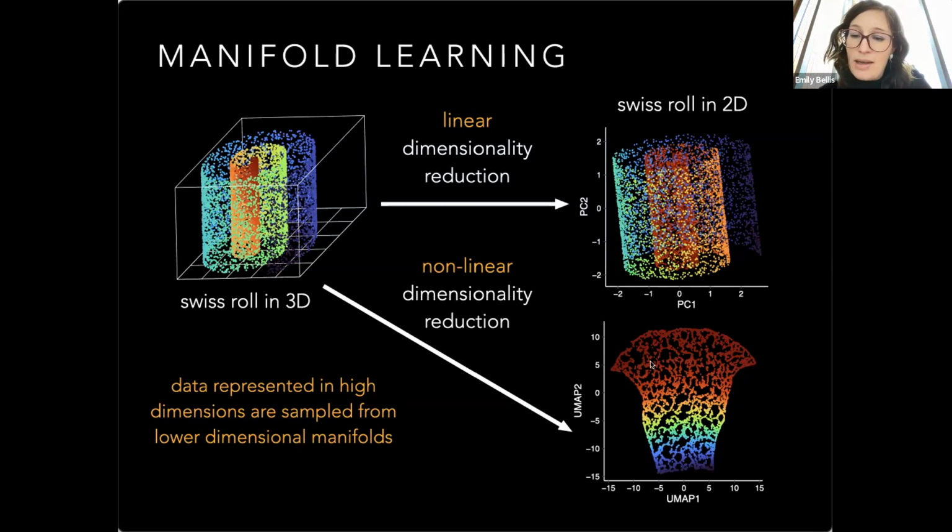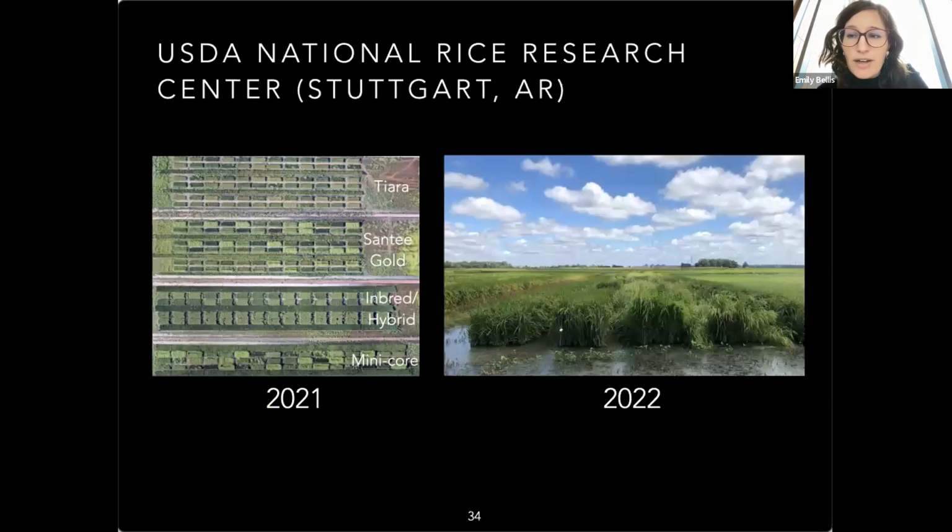And now regions that are close together on the lower dimensional space end up close together in our lower dimensional representation as well. All right, so we were interested in applying this approach to the problem of drone data for rice, and the study that we used was carried out at the USDA National Rice Research Center in Stuttgart. And this is an aerial view.